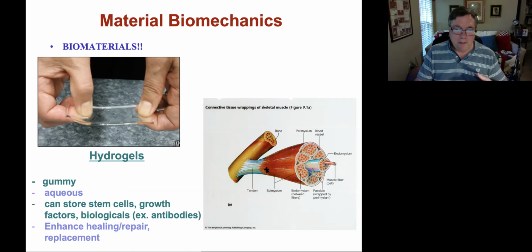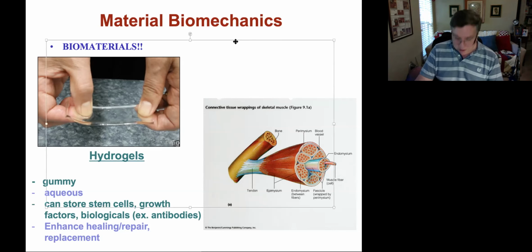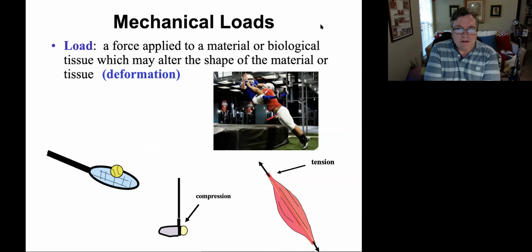We've been able to replace in animal studies a significant amount of that by putting in hydrogels that have muscle stem cells, and those are called satellite cells, and growth factors like insulin-like growth factor, and basically the right soup to make everything grow. So pretty exciting as we move on. So biomaterials, really, really important.